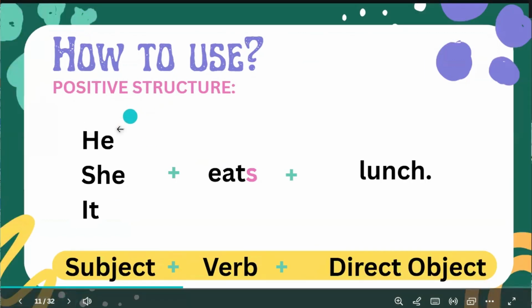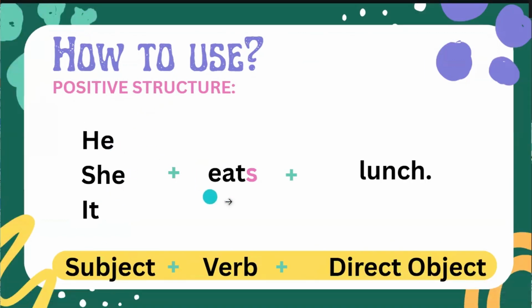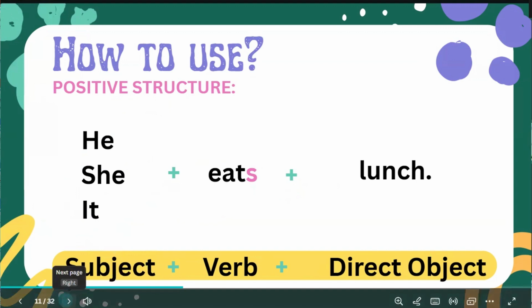Next, for positive structure, for singular subjects, we have: he eats lunch, she eats lunch, it eats lunch. May S ang ating verb. Okay? Kasi singular lang sila.